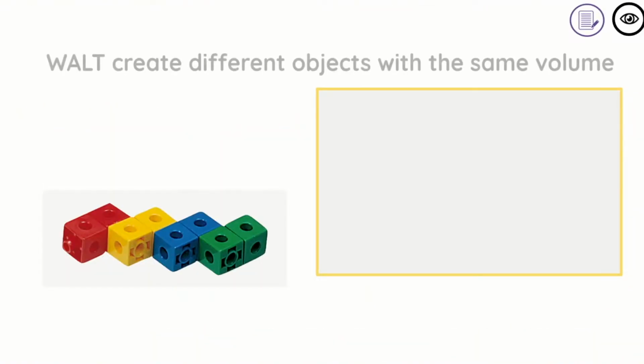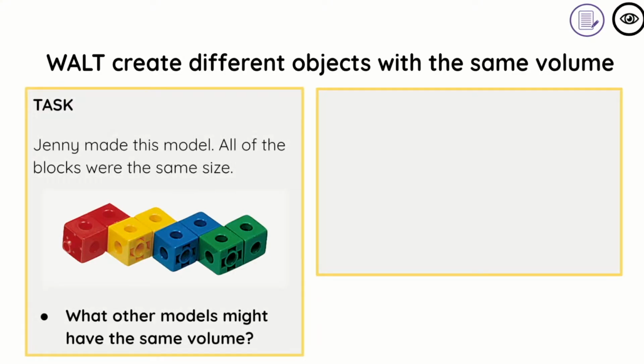Today, we are learning to create different objects with the same volume. Different objects with the same volume. Jenny made this model. All of the blocks were the same size. I wonder what other models might have the same volume.